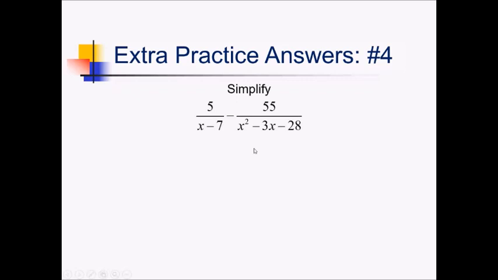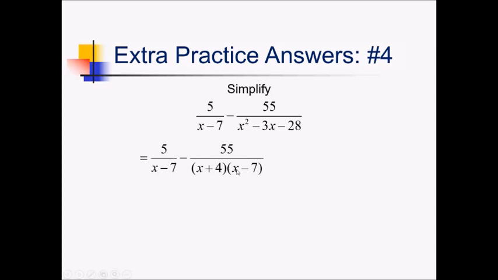To simplify this one by subtracting, I need to get a common denominator. And before I can do that, I need to factor this bottom right here so that I can see what I'm dealing with for factors. So I need factors of negative 28 that add up to negative 3. So we got 1 and 28 doesn't work, 2 and 14 is no good. 4 and 7 is the only one left, and that one's going to work if I have positive 4 and negative 7. So I've got x plus 4, x minus 7.